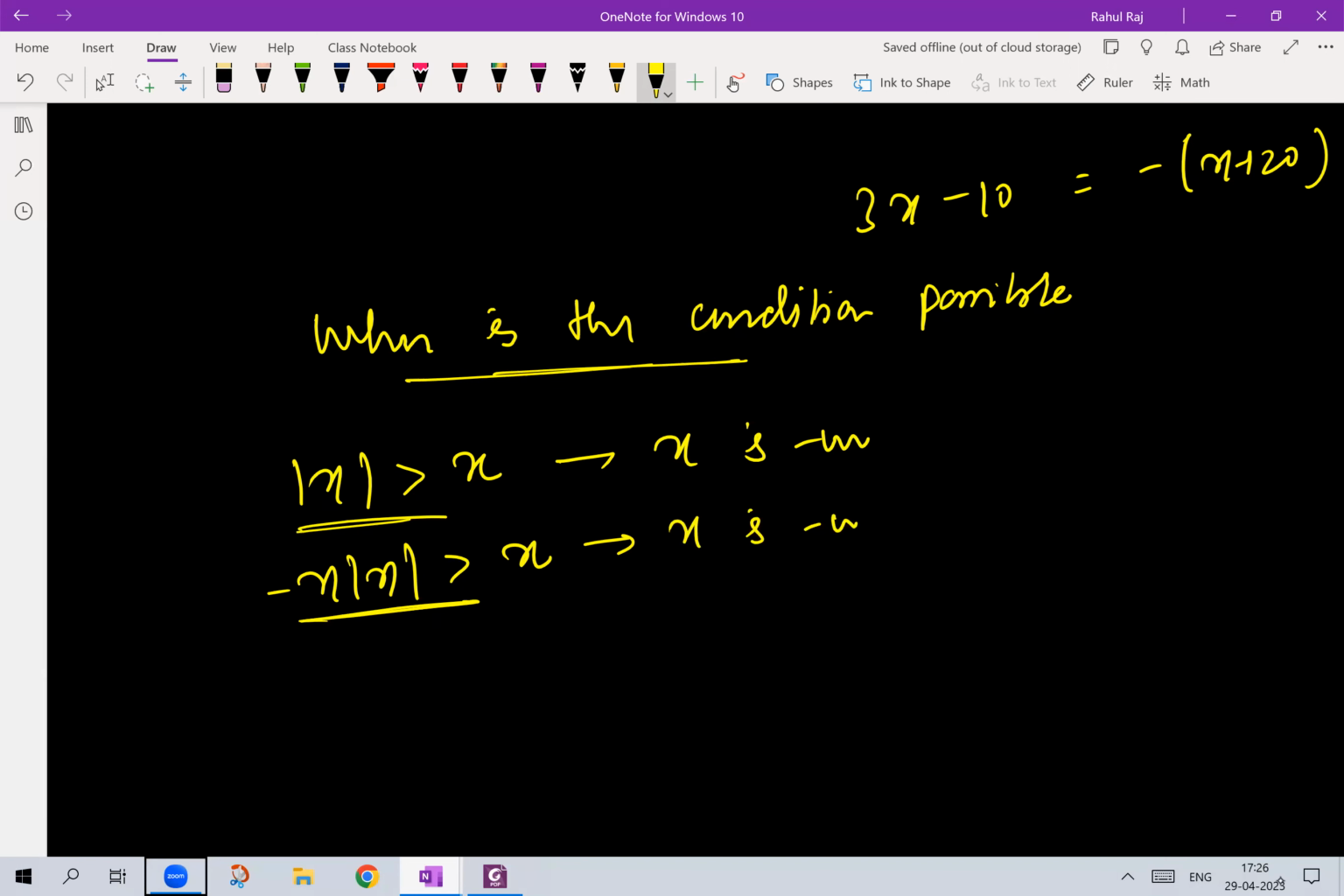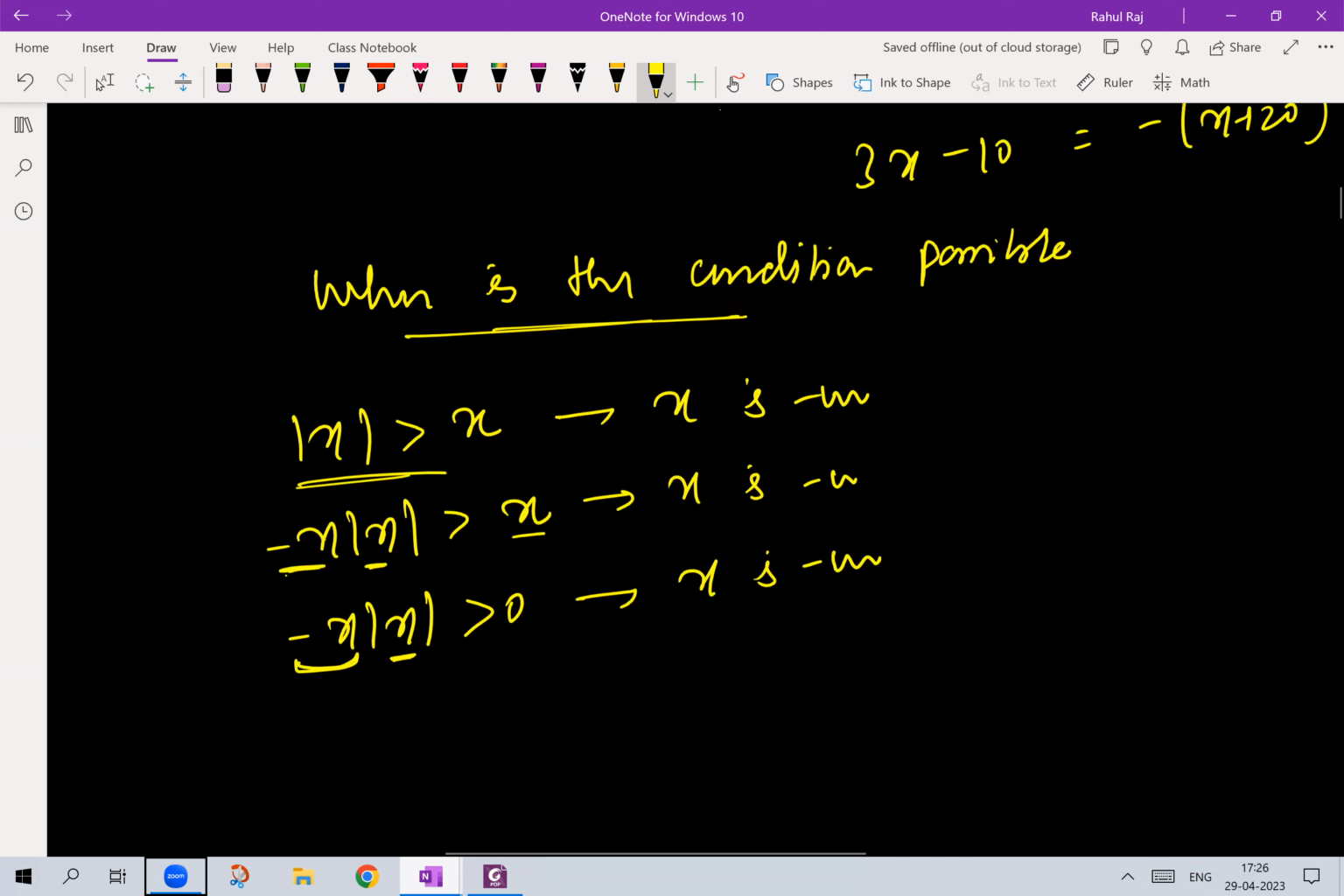Simple logic. Imagine minus x mod x greater than 0. What does this mean? Again, x should be negative. Because if you take negative x, this becomes positive. This is anyway positive. Positive into positive is greater than 0. Here, if you take negative x, this becomes positive. Negative of negative x. This is anyway positive because it is inside mod. Positive into positive is greater than a negative number.